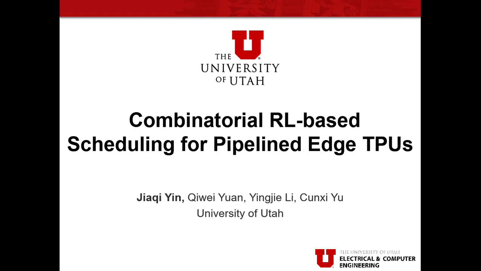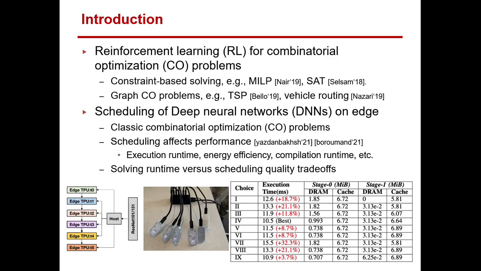Hi, everyone. I'm going to talk about my work, combinatorial RL-based scheduling for pipeline edge TPUs. Reinforcement learning has been applied to many combinatorial optimization problems, such as constraint-based solving, planning, and hardware design automation. DNN model scheduling is a classic combinatorial optimization.